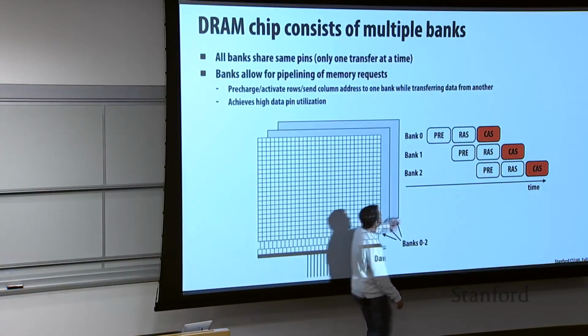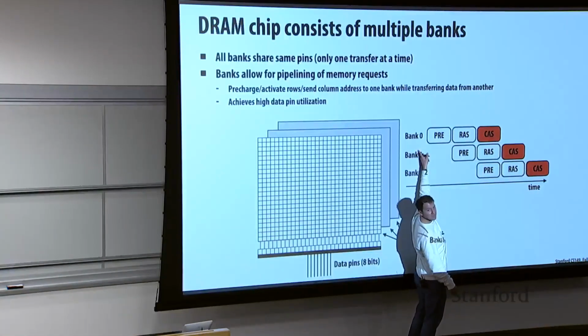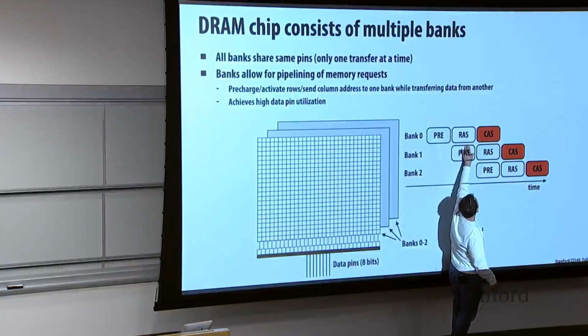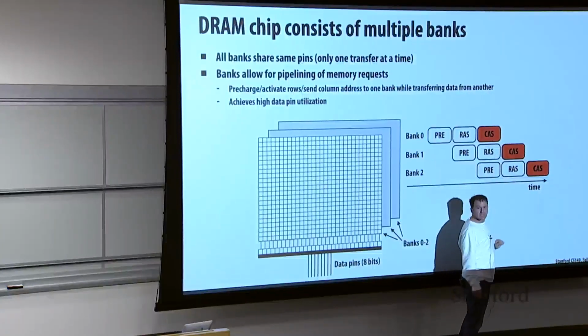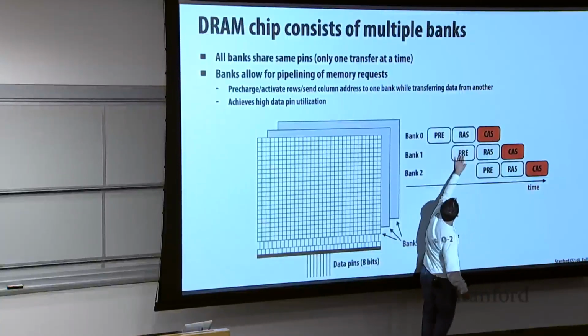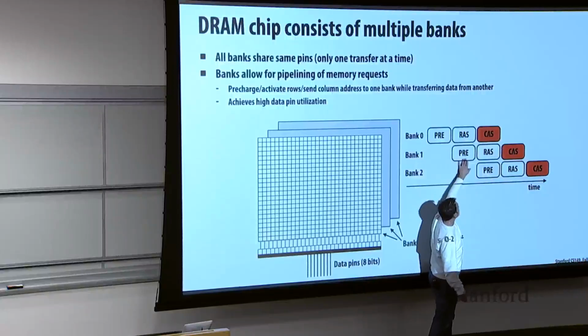Here's the pre. So if I'm accessing bank 0, here's the pre on 0, here's the grabbing the row into the row buffer, and then there's the read the data out of the row buffer for an access to bank 0. While we are reading the data out of the row buffer on bank 0, we're pre-charging bank 1.